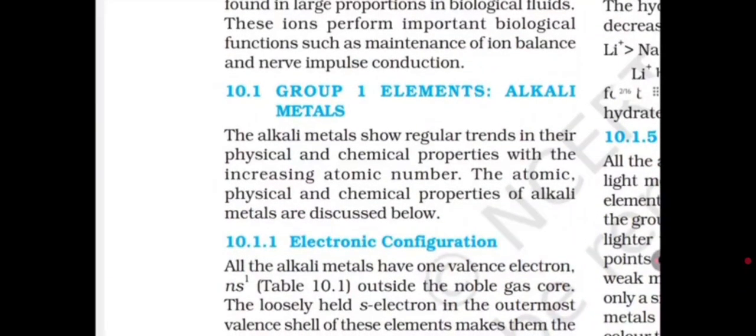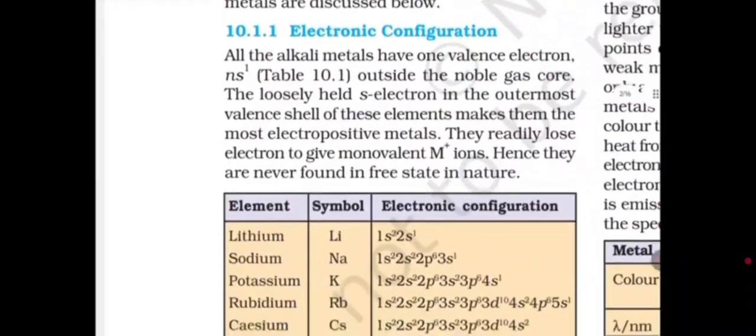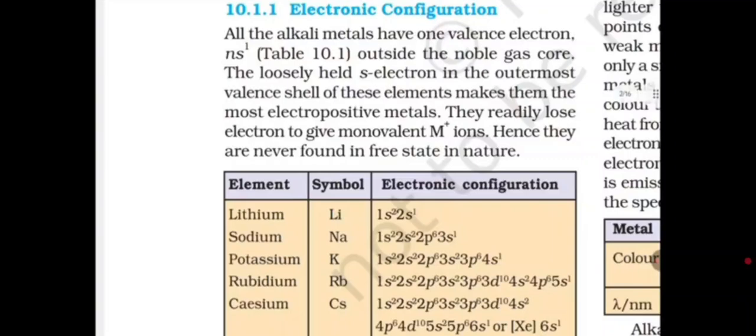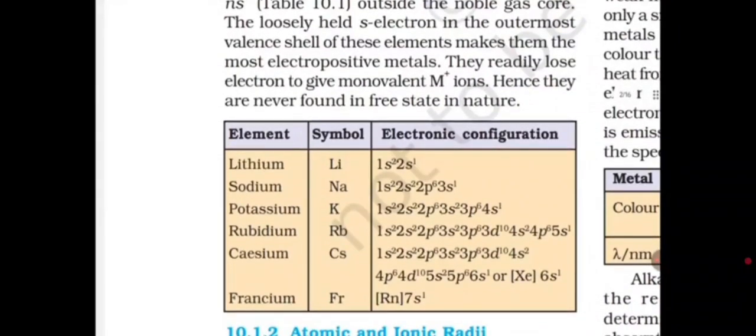Next topic, we have group 1 elements, alkali metals. The alkali metals show regular trend in their physical and chemical properties with the increasing atomic number. The atomic, physical and chemical properties of the alkali metals are discussed below. Next is electronic configuration. All the alkali metals have one valence electron ns1 outside the noble gas core. The loosely held s electron in the outermost valence shell of these elements make them the most electropositive metals.